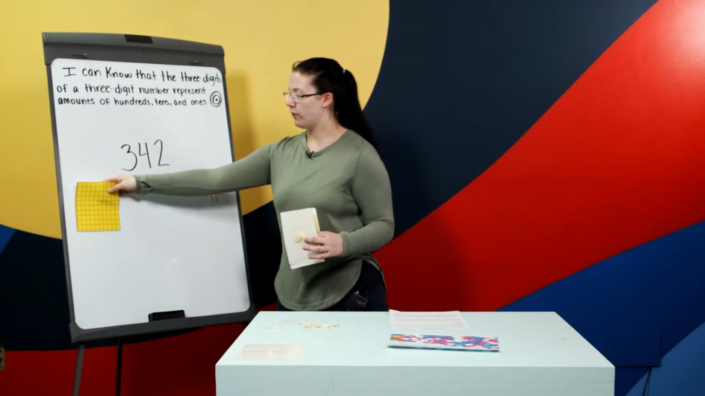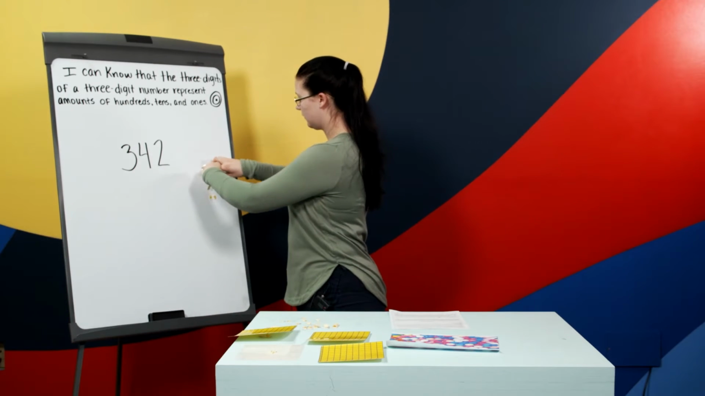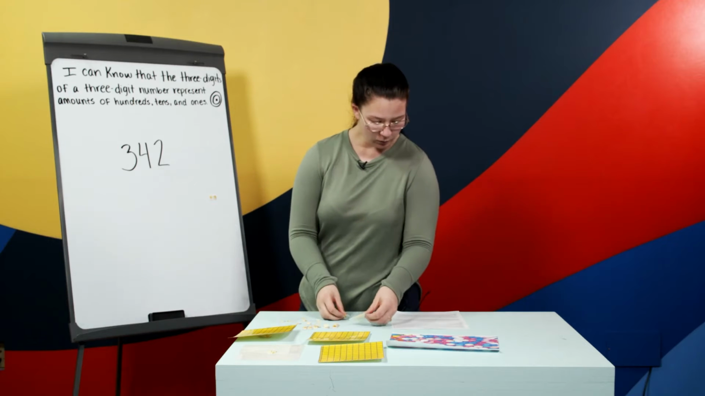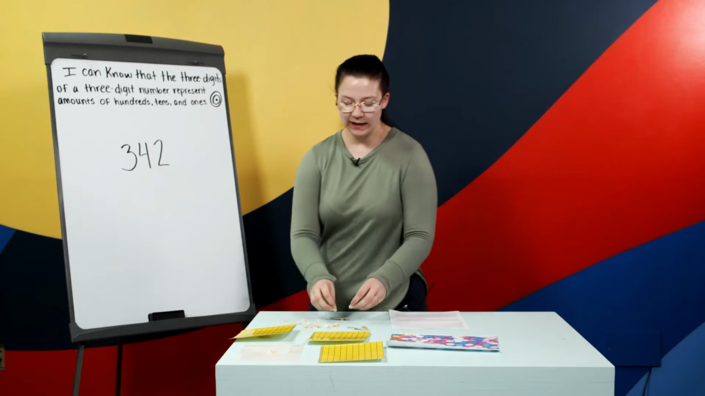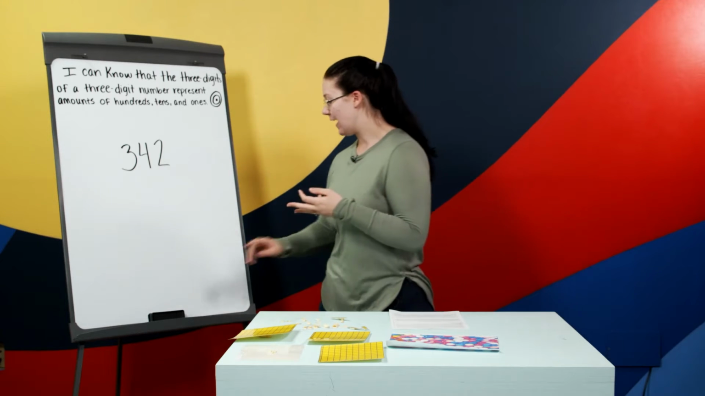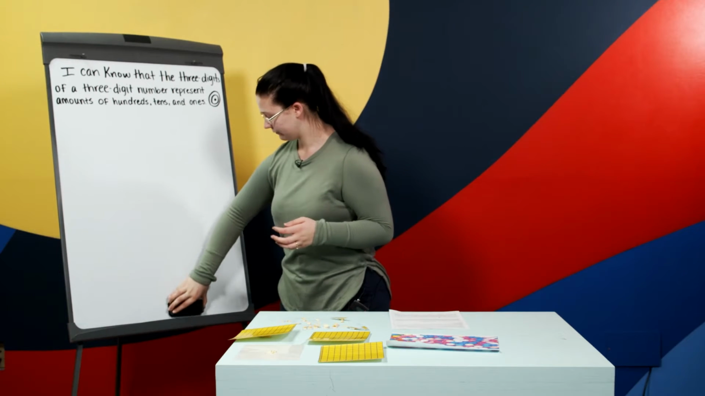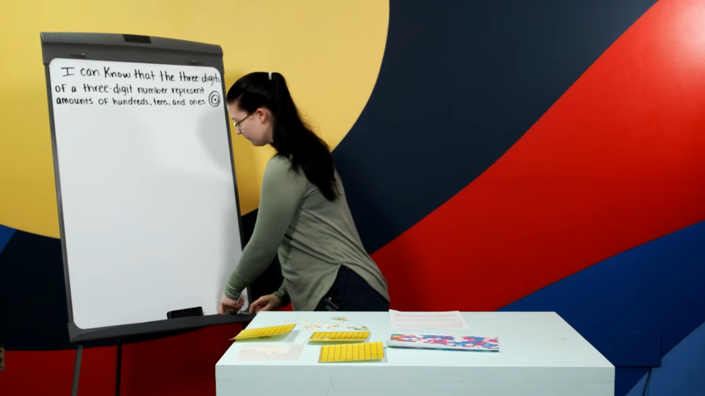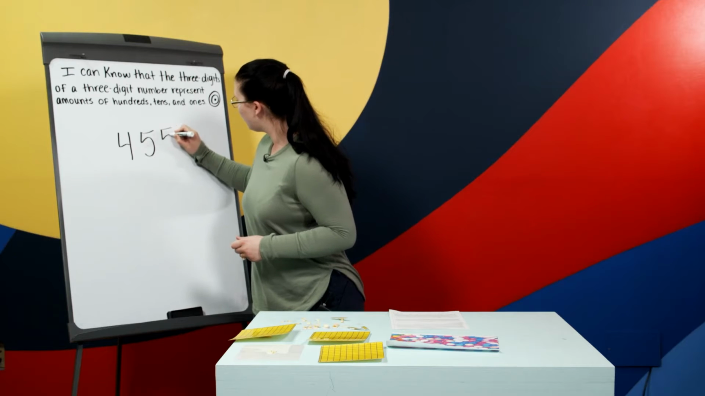Let me take off all my base 10 friends here. So the next number that we're going to talk about is 455. So while I'm writing this out, I want you to think about how many hundreds, tens, and ones there are in 455. So we've got the 4, 5, and 5.